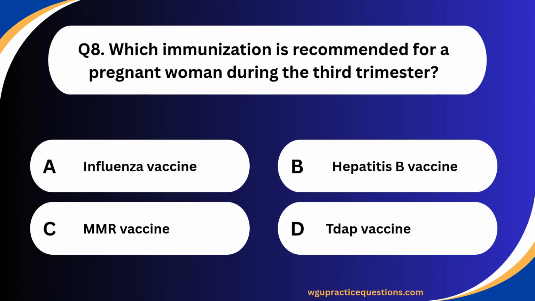Question 8. Which immunization is recommended for a pregnant woman during the third trimester? A. Influenza vaccine. B. Hepatitis B vaccine. C. MMR vaccine. D. Tdap vaccine. Which one is the correct answer?